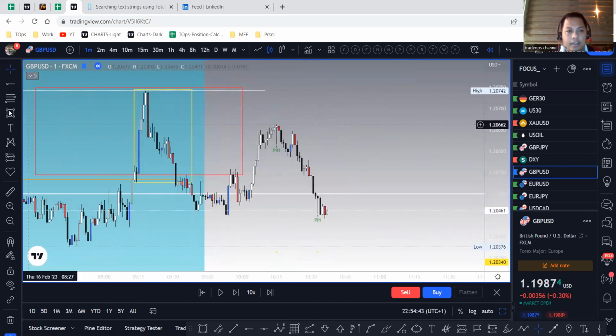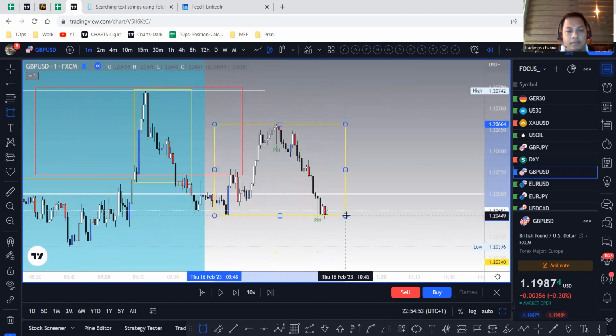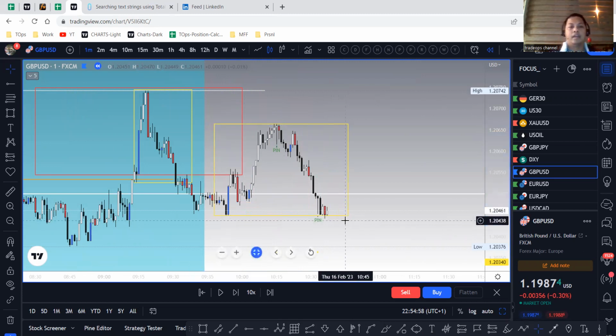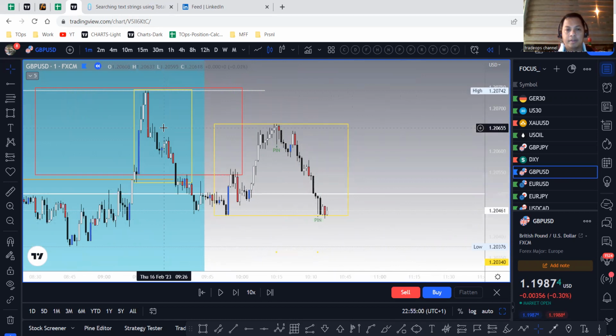Mayroon tayo ng second box from this. Kasi breakdown na. So, this to here, it's another box. Okay. Then, meron tayo dalawang box. So, haantayin ulit natin yung price na bumalik.